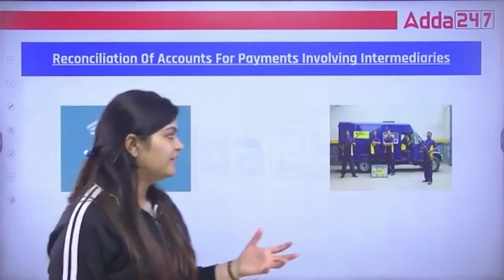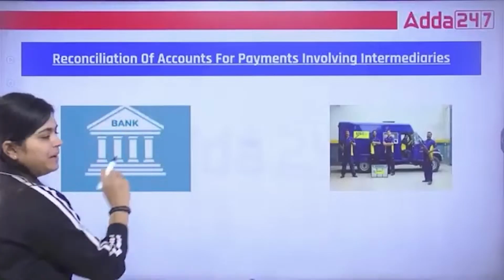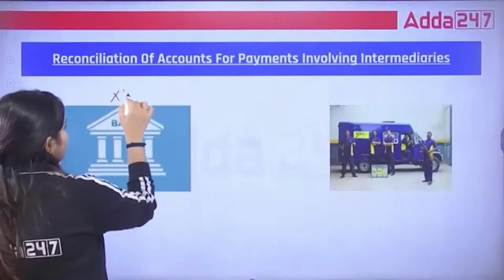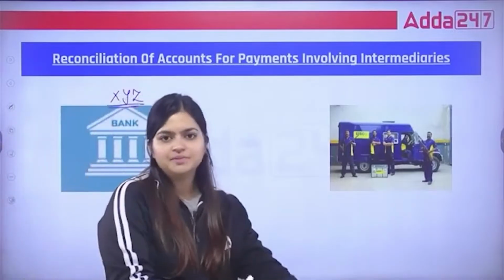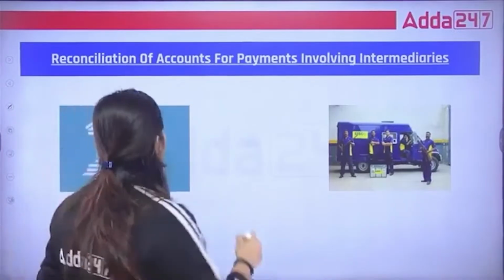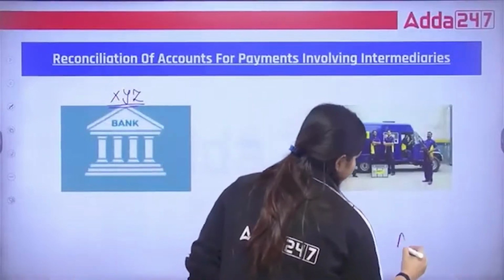Now let's take one example. See, here is a bank. Yes, suppose this is your XYZ bank. Now this bank is going to have ATMs, yes, all over the places. So suppose here is your ATM.